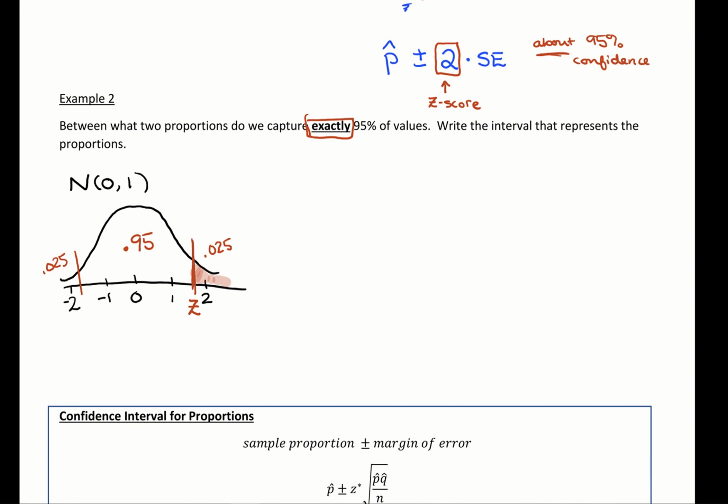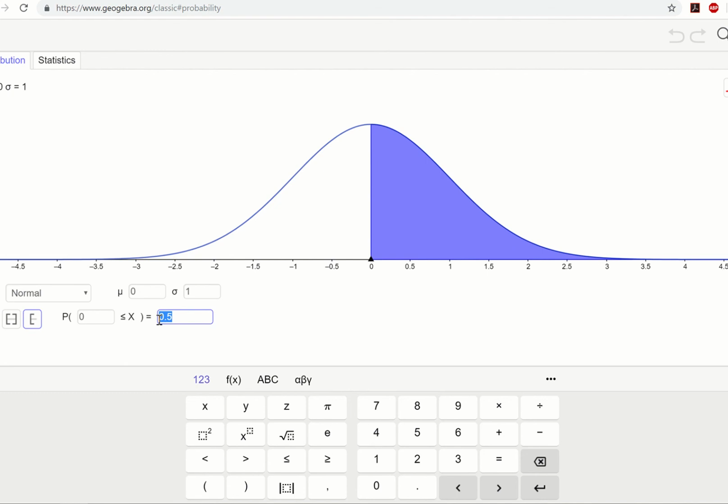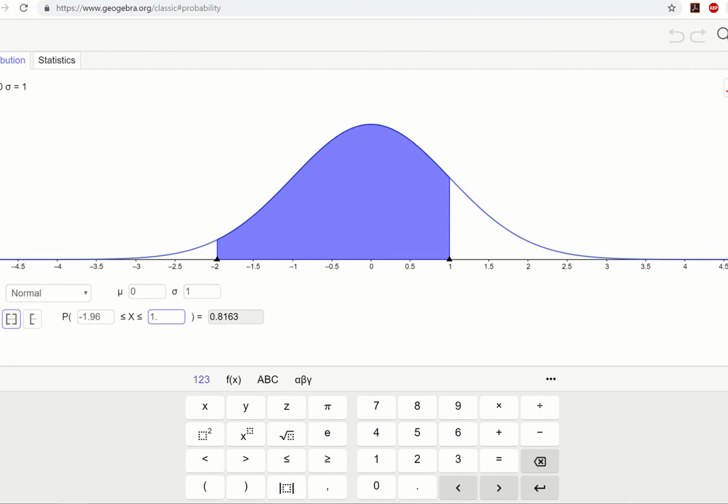So let's go to GeoGebra. For our standard normal curve, we want to create an area to the right, and we want this area to the right to be 0.025. And that number right there, the 1.96, that's the z-score that we want to get. As you can see, it's really close to 2, but if we actually create an interval going from negative 1.96 up to positive 1.96, that gives us exactly 95% between those values.